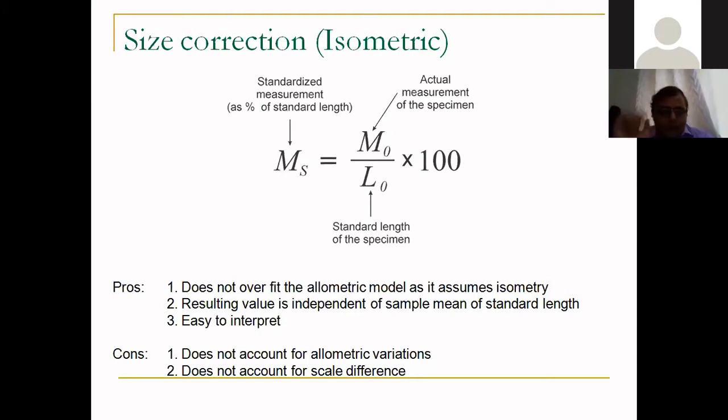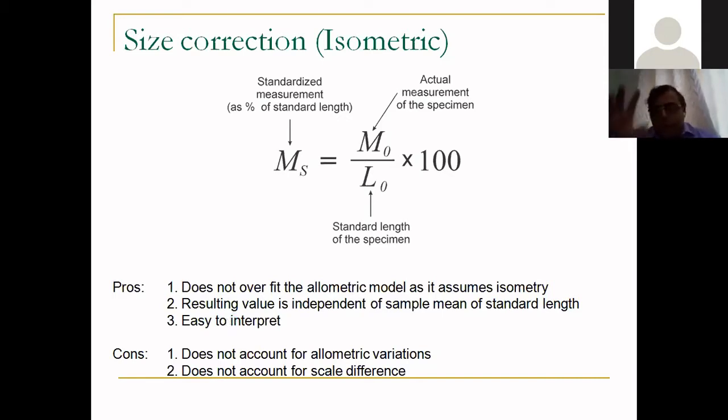So it is still allometric in nature, but you are assuming isometry, where you are suggesting that the allometric exponent b is just 1. Now, this actually is a better method of size correction, because it does not overfit the allometric model, and it assumes the isometry. The resulting value is independent of the sample mean or standard sample mean of standard length. So it is not dependent upon the sample size that you have, and it is easy to interpret. When you have this kind of standardized measure, it is much easier to interpret. But it has some problems, like it does not account for allometric variance and does not account for scale differences.